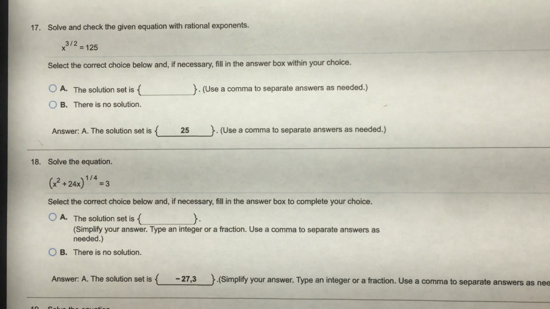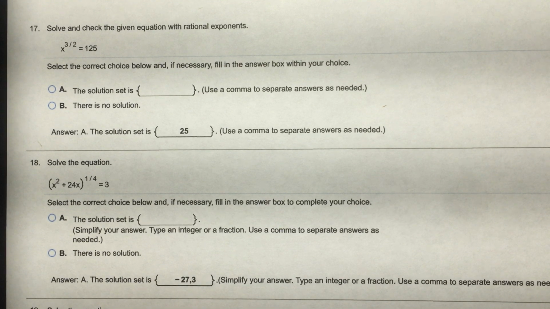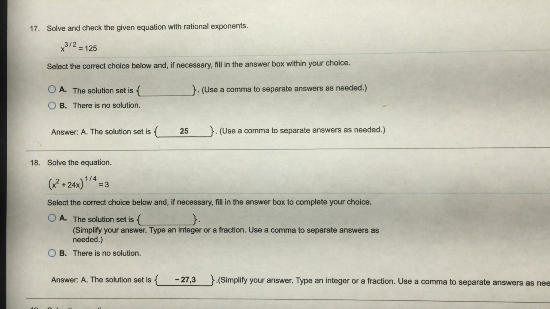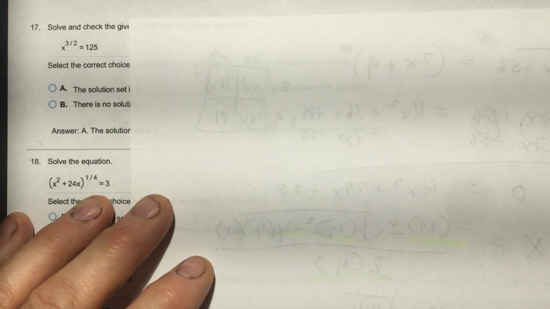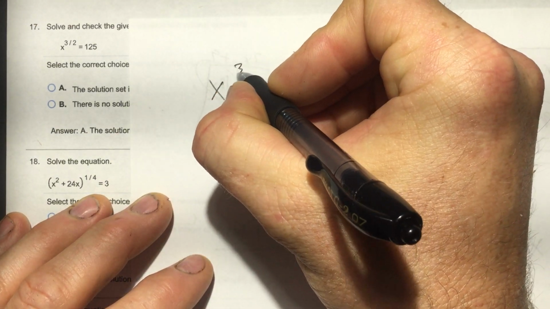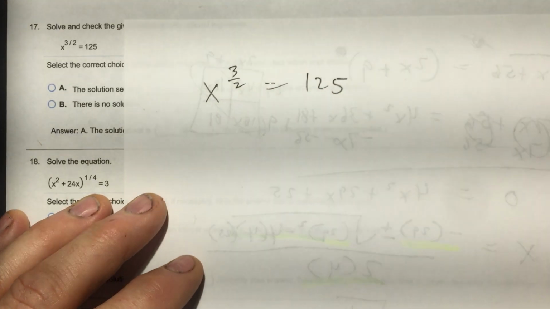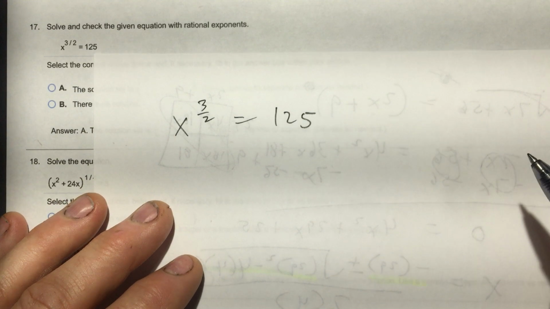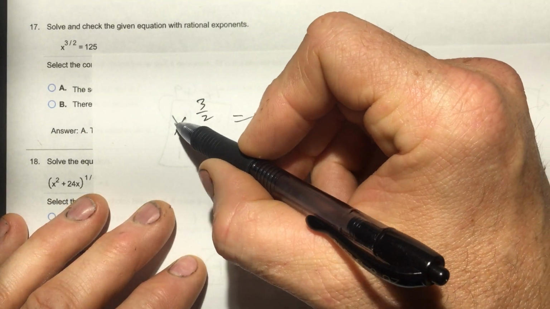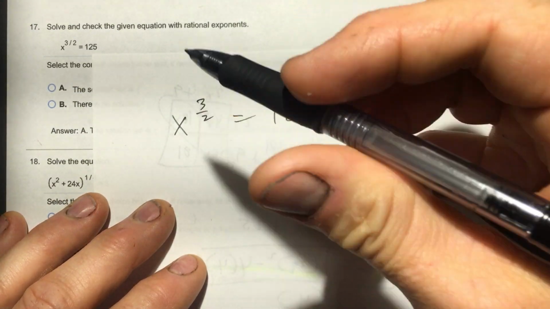Now, this is the last part here. We got 3 more problems left where we're doing rational exponents. So on this one here, we got x to the 3/2 power equals 125. Okay, x to the 3/2 power equals 125. Well, it's x to this power right here.